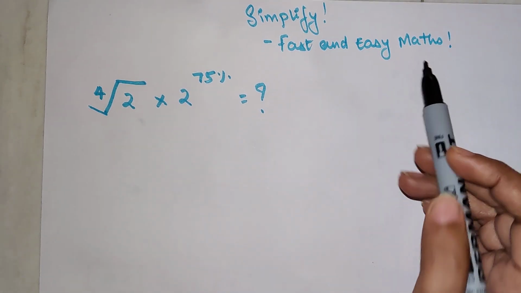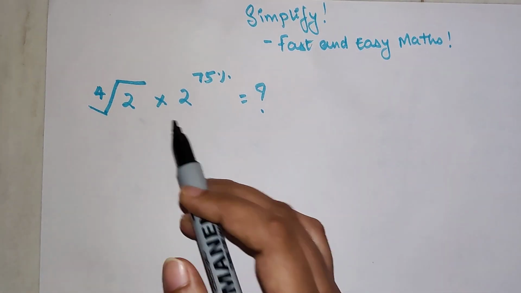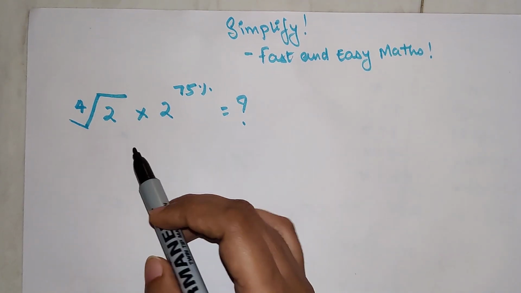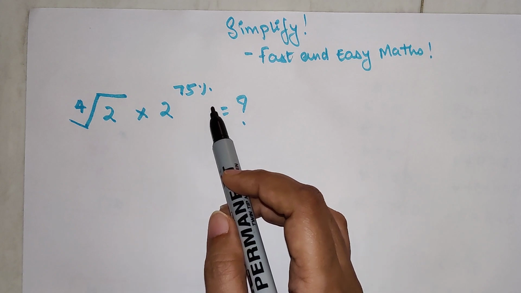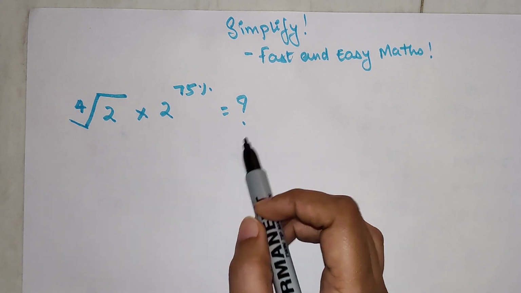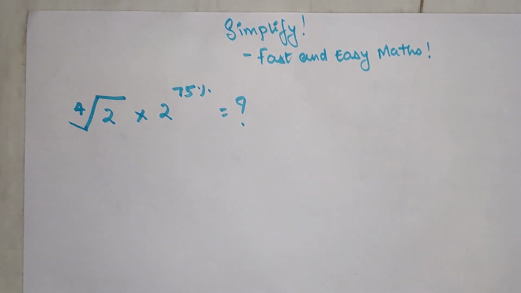So students, today I'm going to solve a very nice question of indices, which is the fourth root of 2 multiplied by 2 raised to 75%, and we need to simplify this and find the actual value.